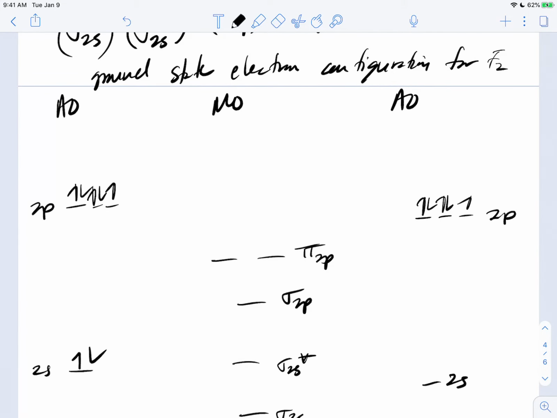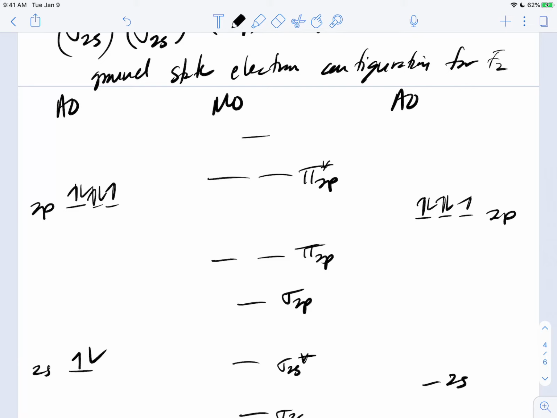Oxygen and fluorine both have their molecular orbitals where the lowest of the antibonding is pi. Now for nitrogen, it's actually flip-flopped, where the sigma and the pi have switched. So don't be confused by that.